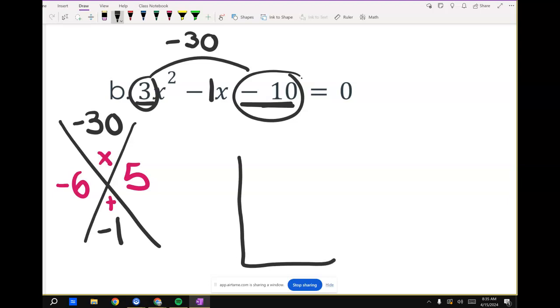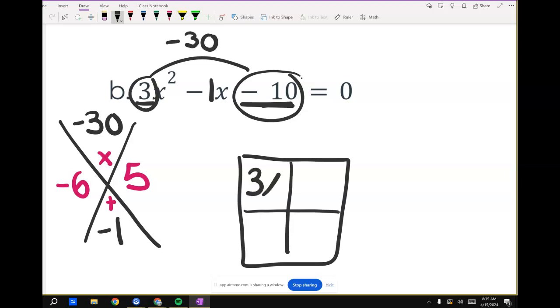Again, the steps are the same as what we did last week. It doesn't change until we get to the end. We're setting up our x and we're filling it in. In this corner, we'd have 3x squared. Our bottom corner, we'd have negative 10. Now my 2 corners, I'll put negative 6x and 5x.